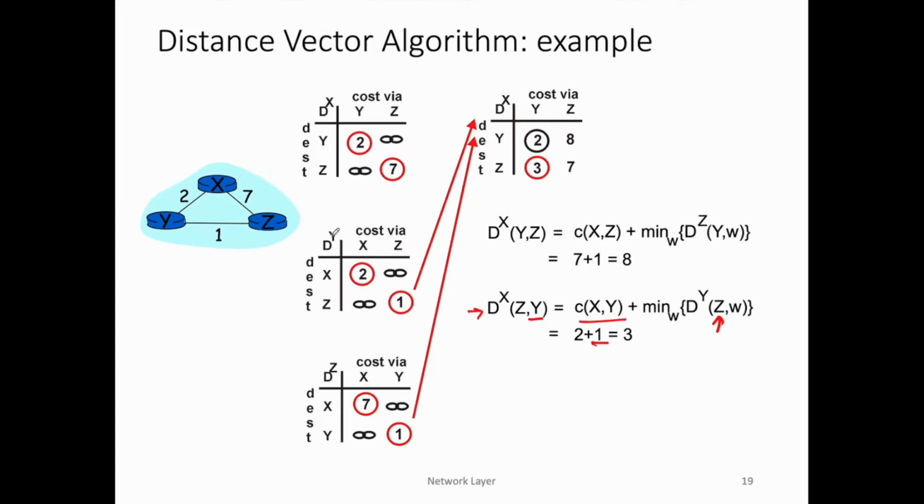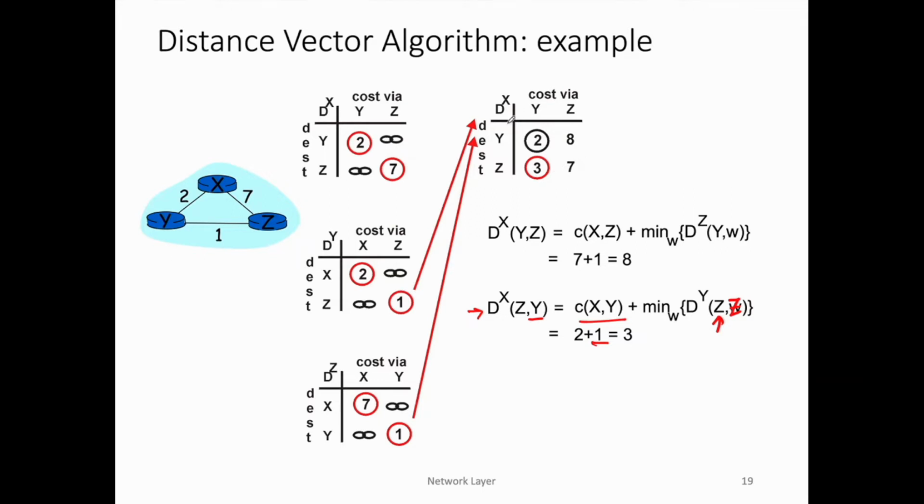So the cost to reach from Y to Z via Z, because Z here is the direct neighbor. If I modify this equation, it would be this, right? So Y to Z via Z, it's there in the table, it's 1. So the cost to reach from X to Y is 2, and the cost to reach from Y to Z is 1. So this cost is 3, right? We are talking about this cost, which was initially what? Infinity.